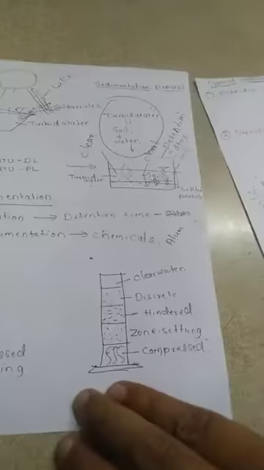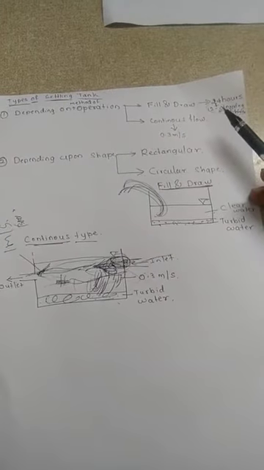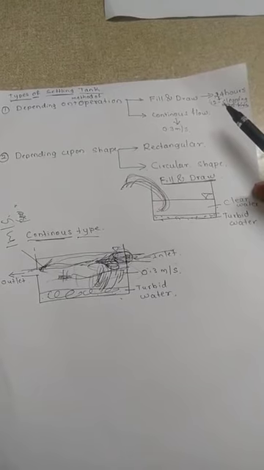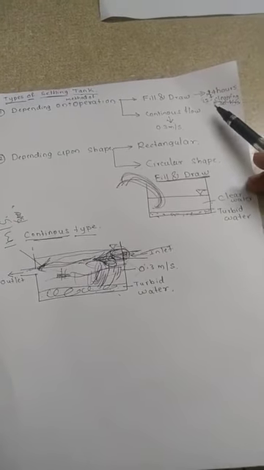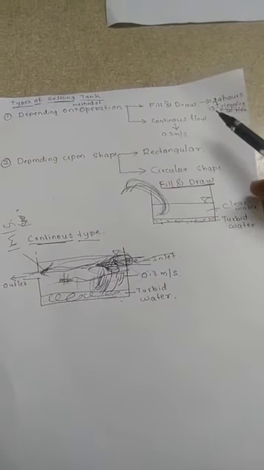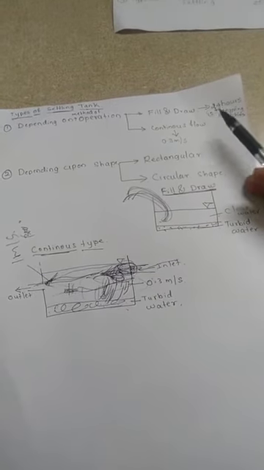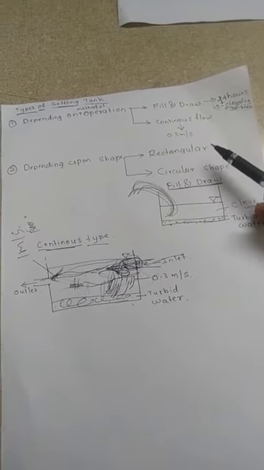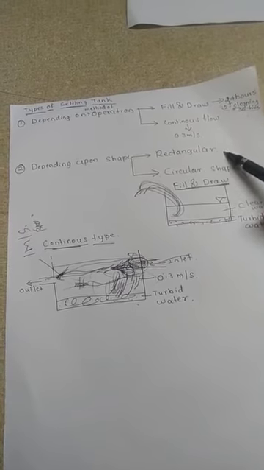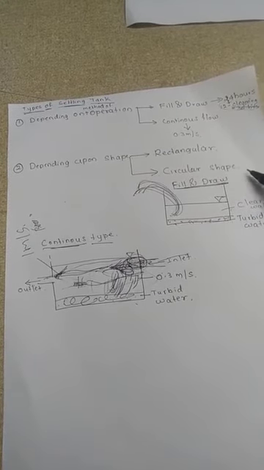Then we have discussed settling tanks, the types of settling tank, that is based upon the method of operation, fill and draw, and continuous, and based upon shape. We have discussed those, and now we are going to discuss rectangular and circular.